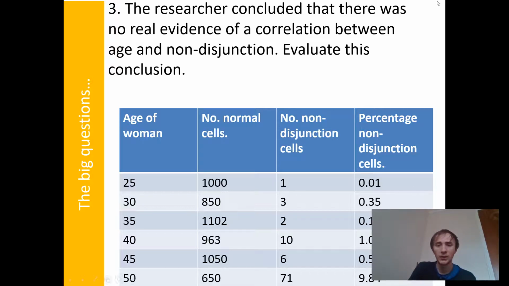Now, with the evaluate question, what we need to be doing is saying positives and negatives of this conclusion and what you overall think. So you should spend 3 or 4 minutes on this. It's actually a paragraph of work. It's at least a 3-mark question, if not a 4-mark question. Obviously I've made it up so it doesn't have a mark scheme, but in the real exam it will be at least 3 marks. Let's have a go at this, just pause me and have a go.